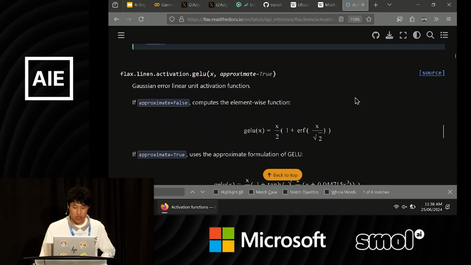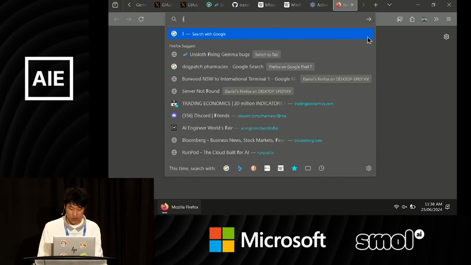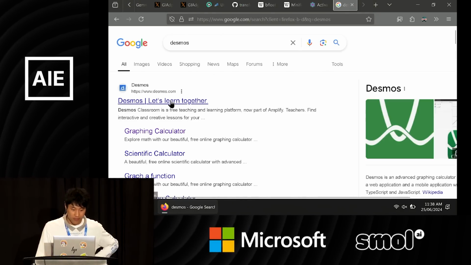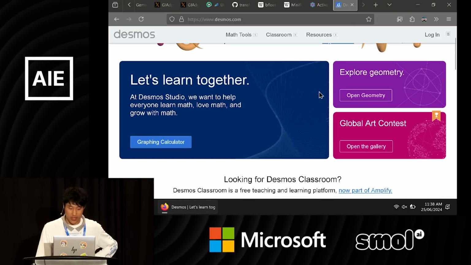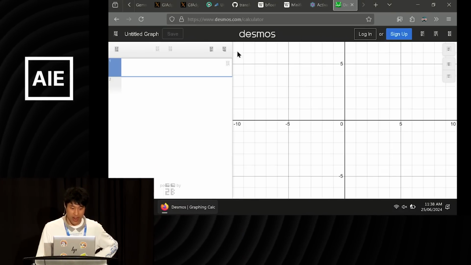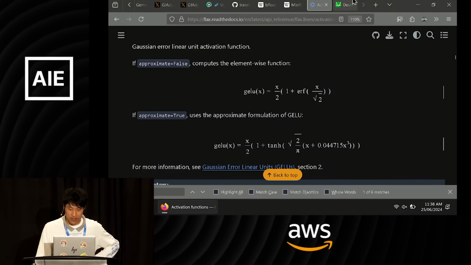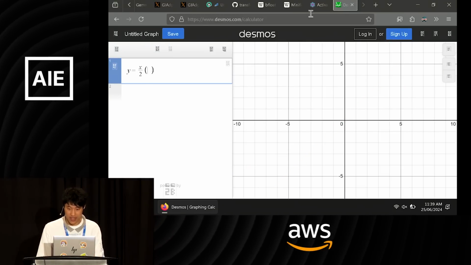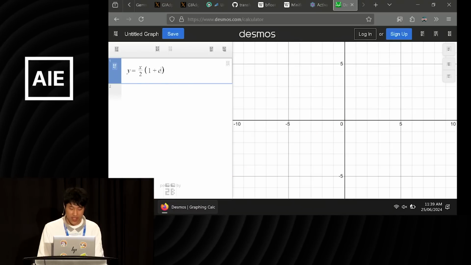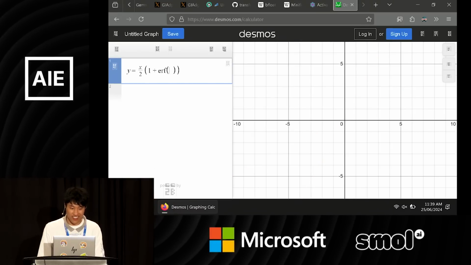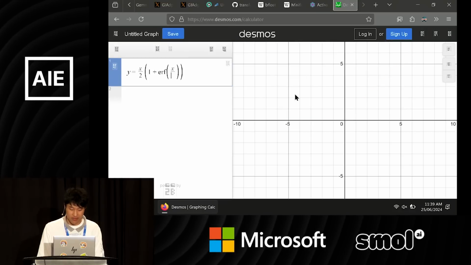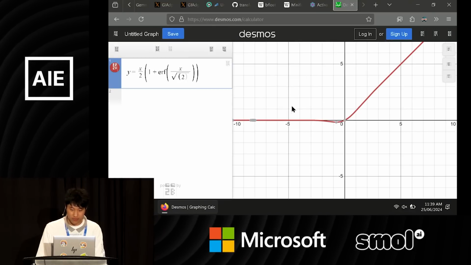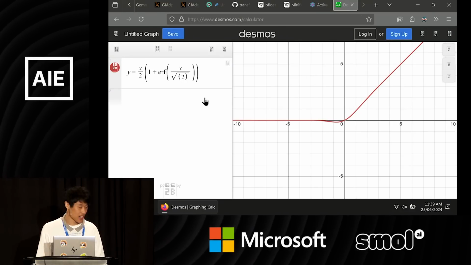But essentially what you do is use Desmos. What I like to do is use Desmos and literally plot them together on the graph. So if you have y equals x over 2, you literally type this in. I think you can do the error function. Oh yes, you can: x divided by square root of 2. That's the exact GELU.